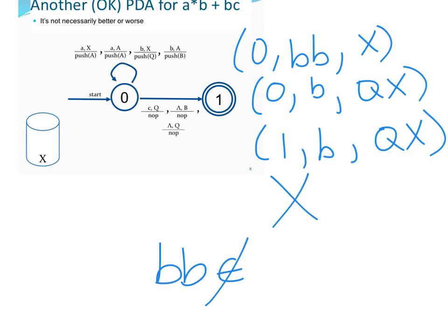What do we got? Well, we're still using regular expressions, so I can just write it like that. A star B plus BC. Okay? Let's do another example. Why don't we just look at the single B for a minute?